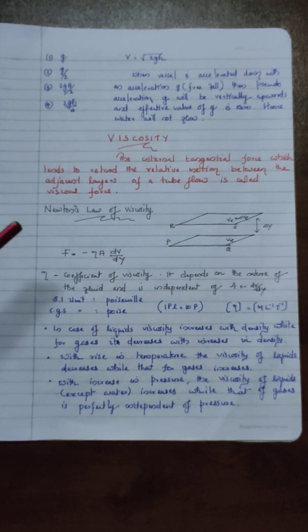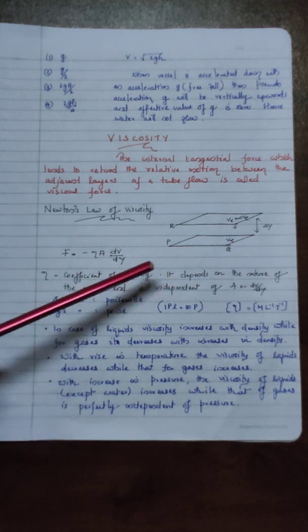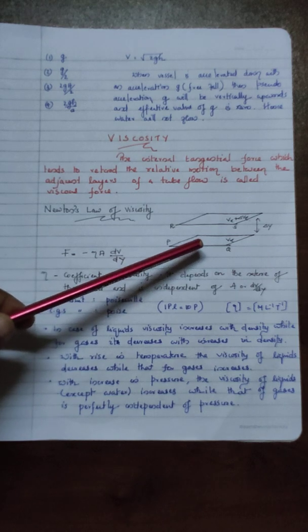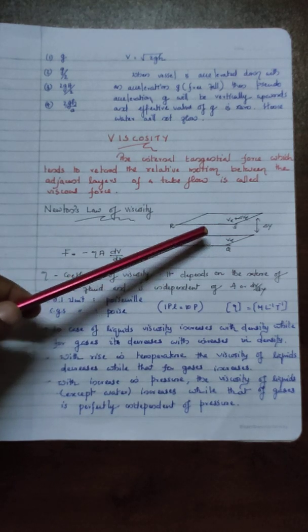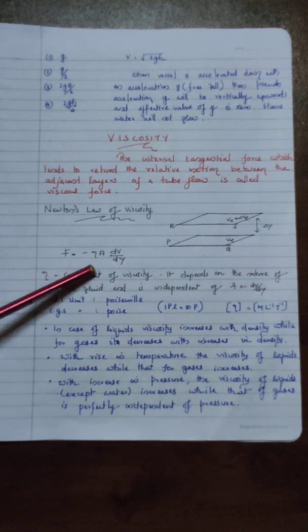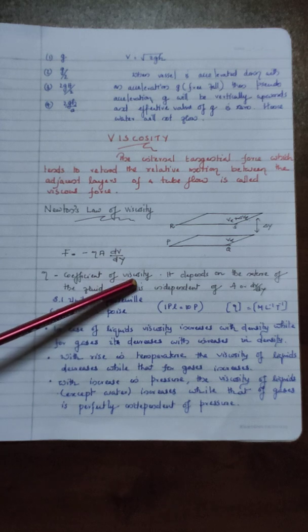The viscosity, the internal tangential force which tends to retard the relative motion between the adjacent layers of a tube flow, is called the viscous force. Suppose in a flow the adjacent layers are separated by a distance of delta y or dy, and one layer moves with the velocity vx and another moves with the velocity vx plus delta vx. Then, by Newton's law of viscous force, F is proportional to the area of cross section and the velocity gradient. Keep in mind the velocity gradient is a vector quantity whose direction is perpendicular to the direction of flow.